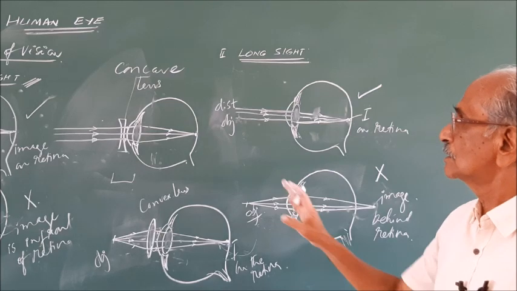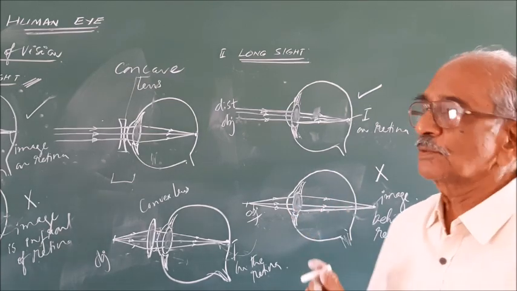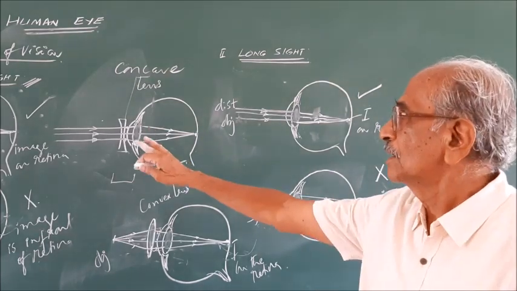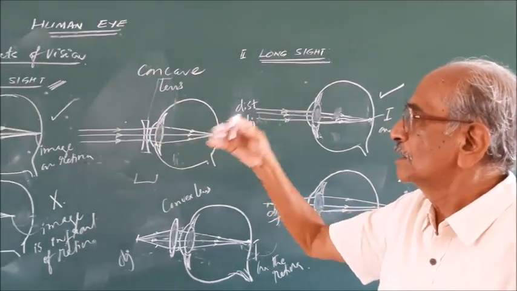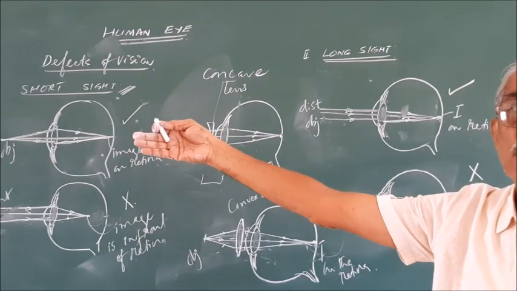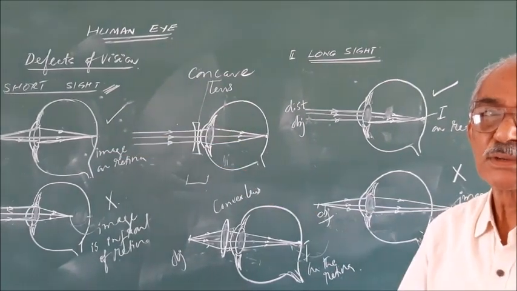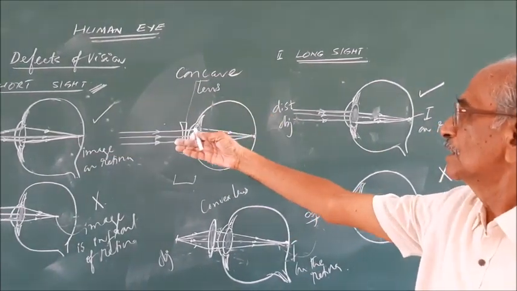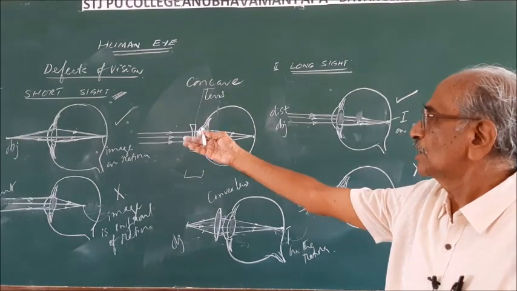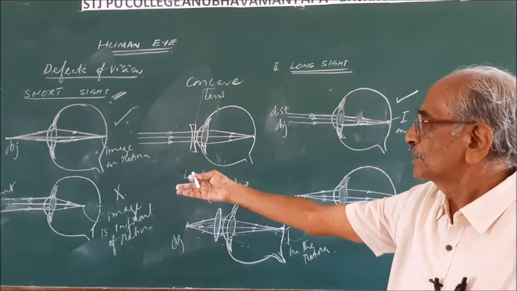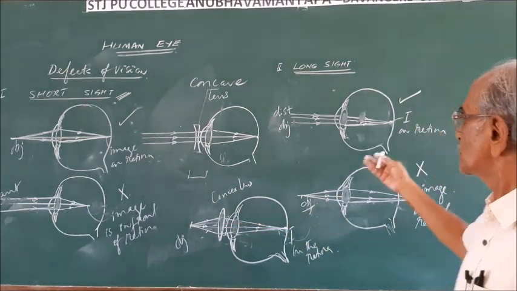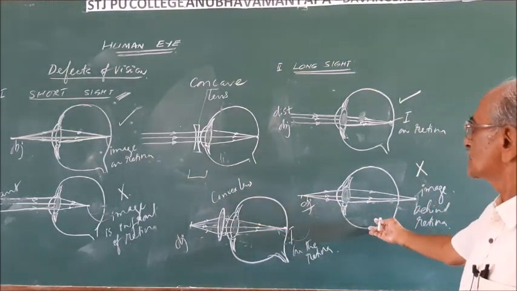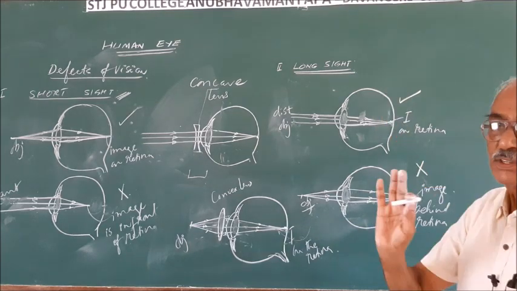Now these are two very common defects of vision. I have explained what this is. Apart from this, if the eye is normal, we can see both close objects and far off objects. If one is able to see only nearby objects, not able to see distant objects, we have the defect short sight. If one is not able to see objects at close distance, we have the defect long sight.